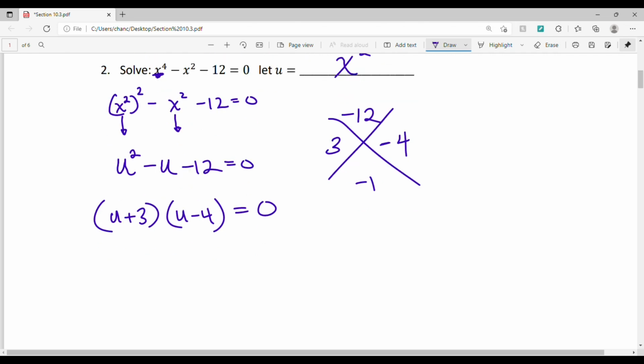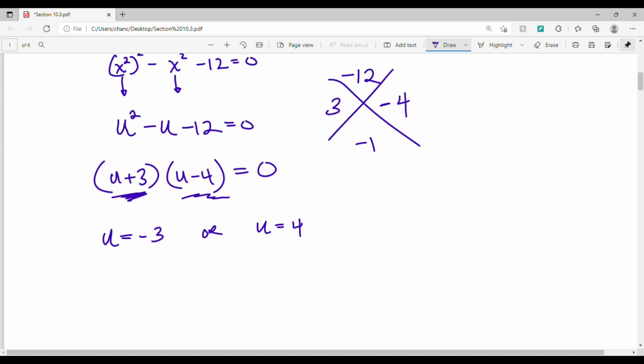Since we have two numbers that multiply to get 0, I can set each of these factors equal to 0 and solve for the letter u. So the first one is u equals negative 3. And for the second one, we have u equals positive 4.